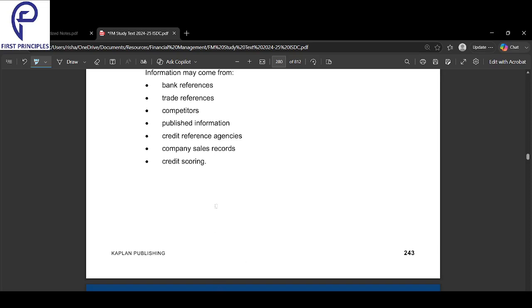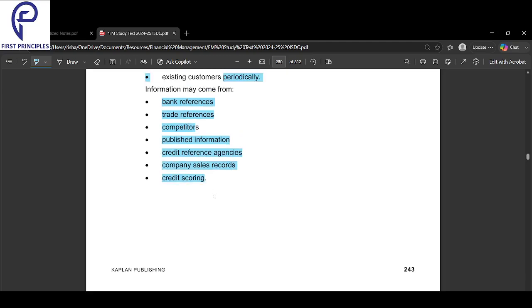Next, information may come from. Now, to know about the person, from where will you get the information? First, you can get it from their bank reference. Next, from a trade reference. You can get their information from competitors. You can get information about them from published information, in social media and wherever. Get information from credit reference agencies. You can get information from the company's sales records. You can get information from credit scoring.